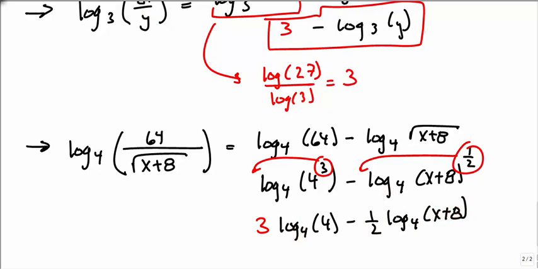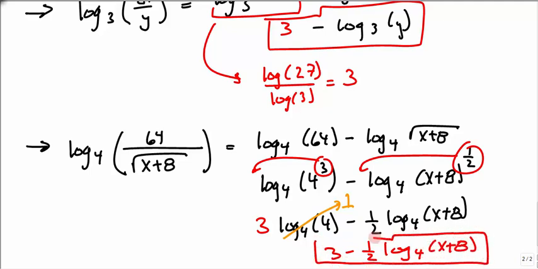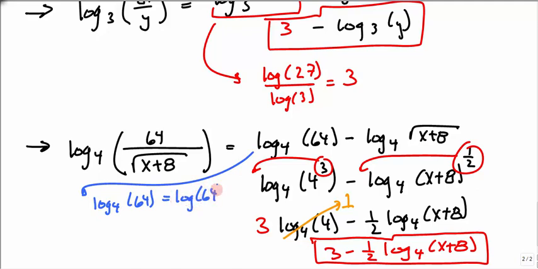Now, log base 4 of 4 is just 1. So basically what I end up with here is 3 minus 1/2 log base 4 of x plus 8. Okay? Now if you weren't sure how we got this 3, another thing that you could think about is this log base 4 of 64. That's just equal to the log of 64 over the log of 4 using your conversion formula, and I would get 3 out of that. So that's where that 3 comes from as well. So there's a lot of different ways to look at these problems and when you're simplifying them.